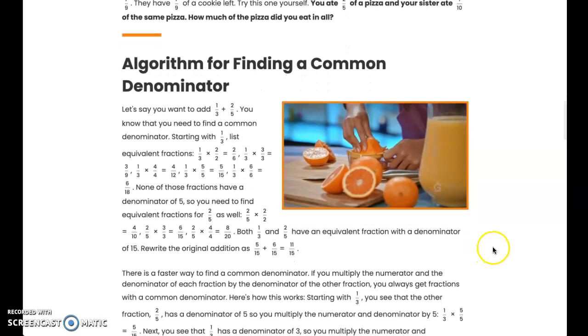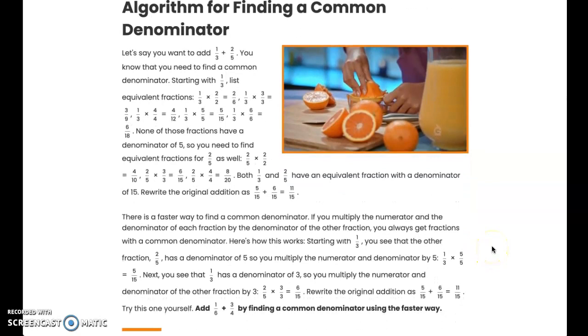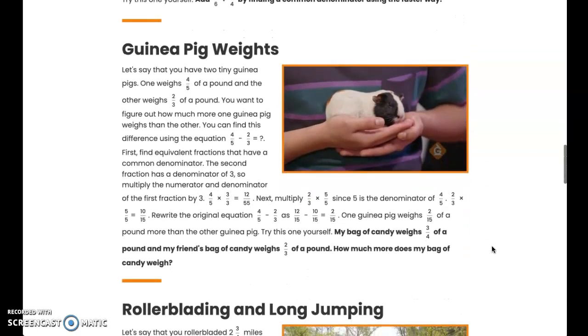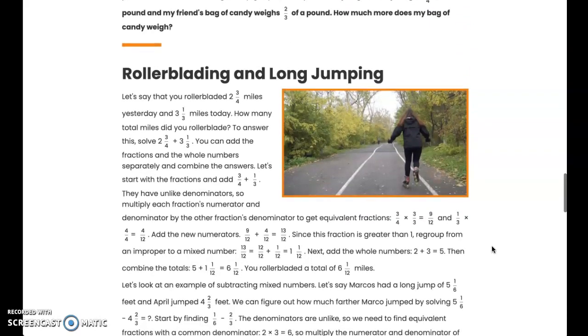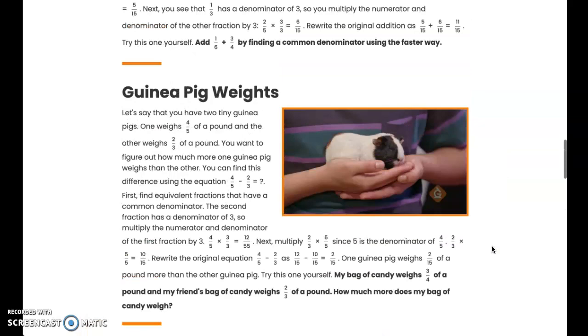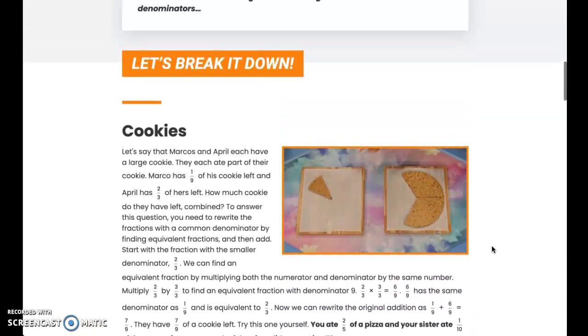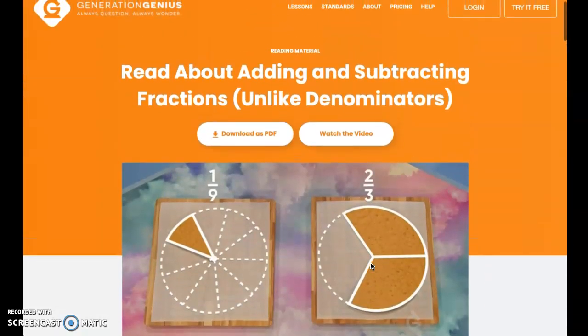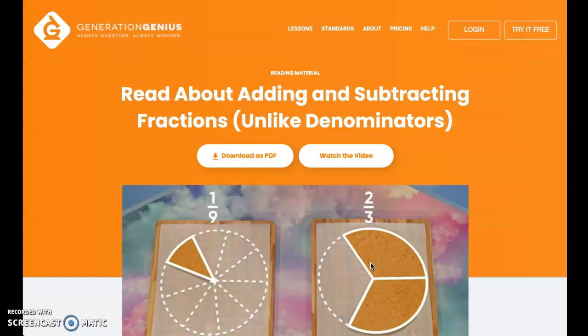An algorithm for finding a common denominator using oranges and that you're making juice. The guinea pig weight, roller blading, and long jumping. Okay, so think about these as reinforcements, even if you want to snag the images. Okay, that can be helpful too. We want to make sure that we're introducing you to a variety of resources as well.